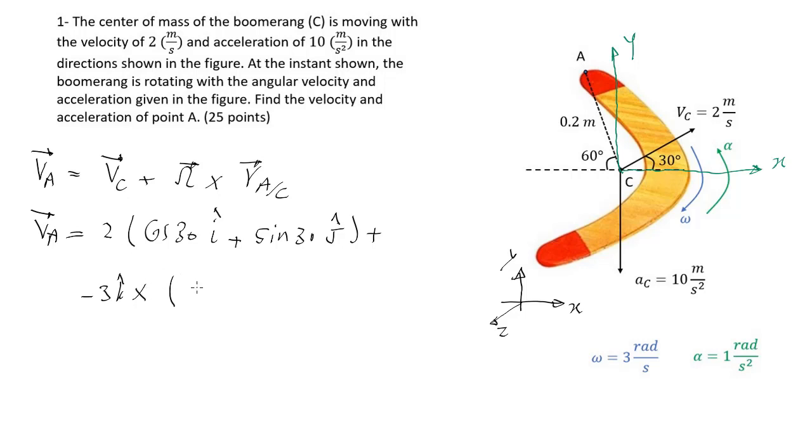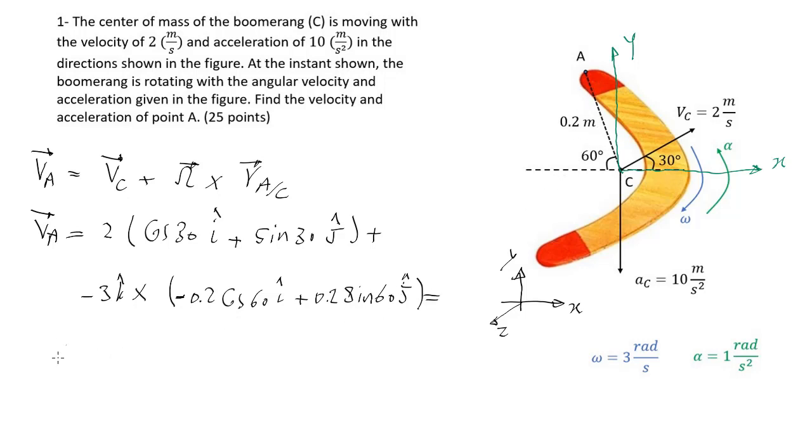So we have 0.2 minus 0.2 cosine 60 in the I direction plus 0.2 sine 60 in the j direction. The projection of this position vector in the x direction is going to be in the minus x direction, that's why we have the minus sign, and also the projection of this vector in the y direction.